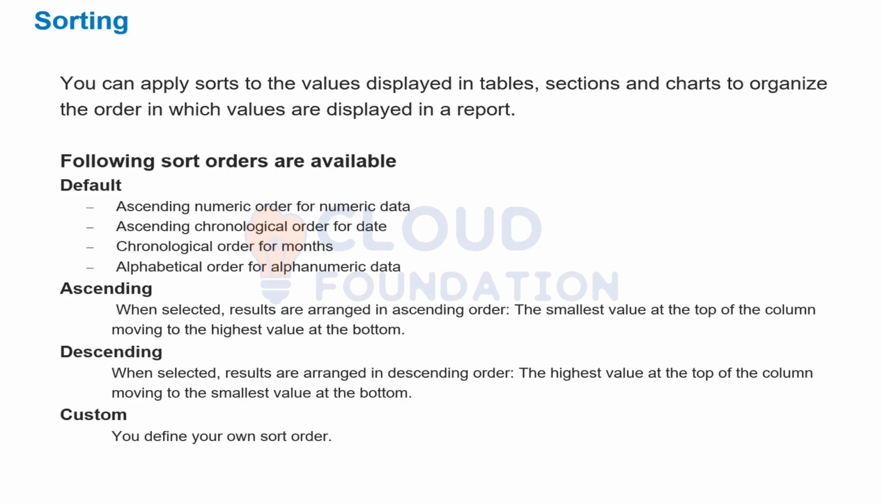Sorting is the same as in Excel. We can apply sorts to the values displayed in tables, sections, and charts to organize the order in which values are displayed in a report. So to organize the values, we can apply sorts by ascending order, descending order, or custom order. If we want to assign some manual sort, then we can create a custom sort.